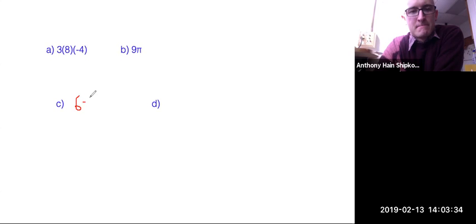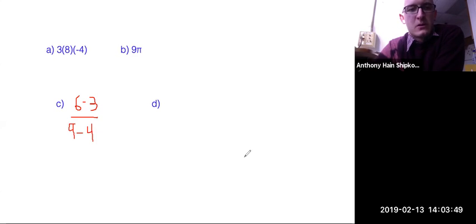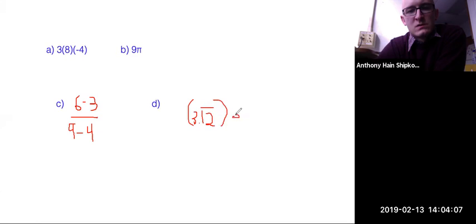6 minus 3 divided by 9 minus 4. Or solve. You're just going to tell me, are they going to be rational or irrational numbers based on the numbers that are involved already. So if I gave you, let me see, 3.12 repeating, so it looks like that, times pi. You should be able to figure these out within 30 seconds. So 3.12 repeating times pi. 3.12 is a repeating decimal. It's rational. But pi is irrational.